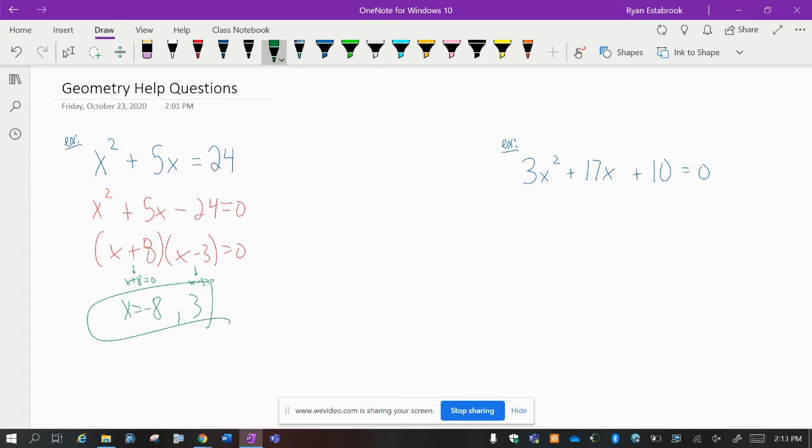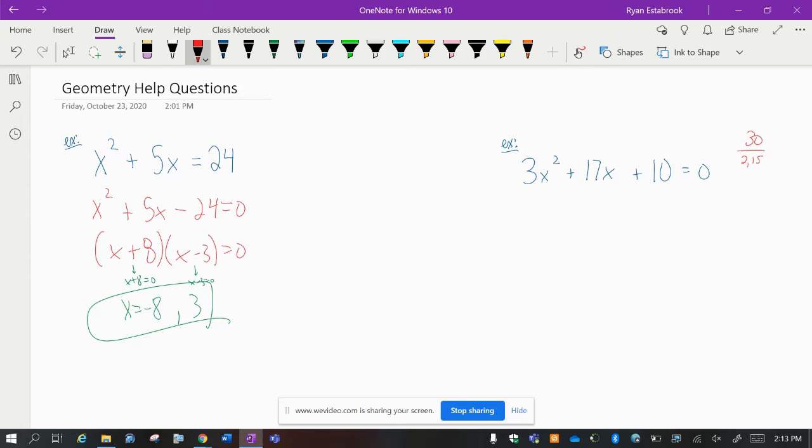For the one to the right, we already have this quadratic equal to 0, which is great. However, there is a leading coefficient that isn't 1. There isn't anything that would have multiplied to 10 to add to 17. So use that method of split middle term. 3 times 10 is 30. And then what multiplies to 30 and still adds up in the middle to 17?